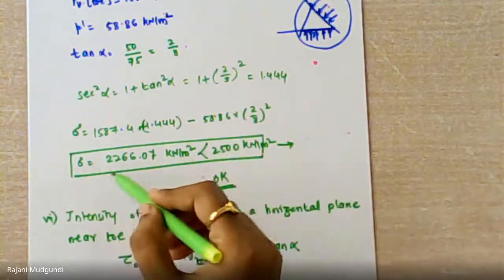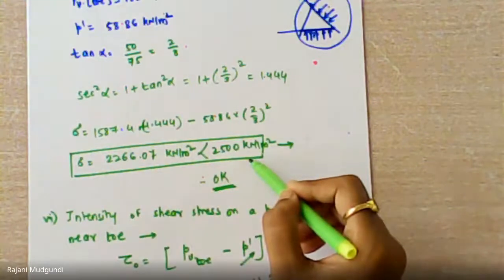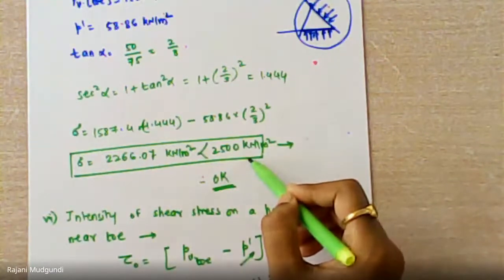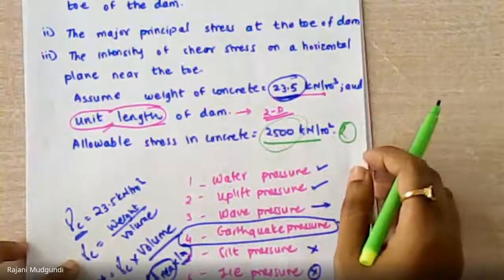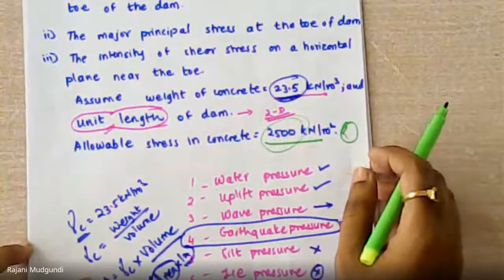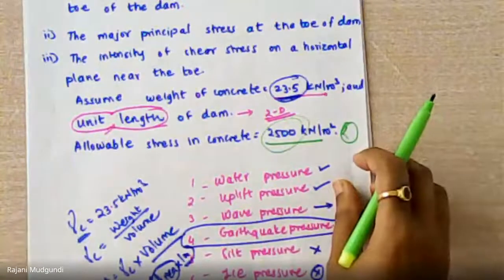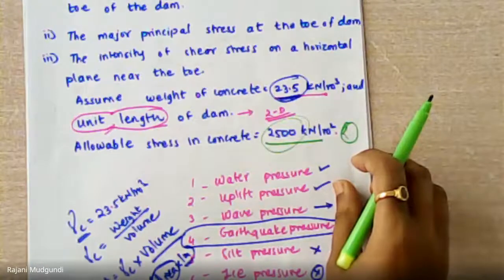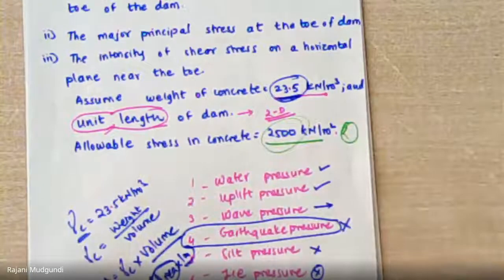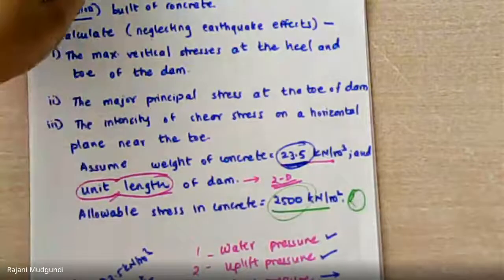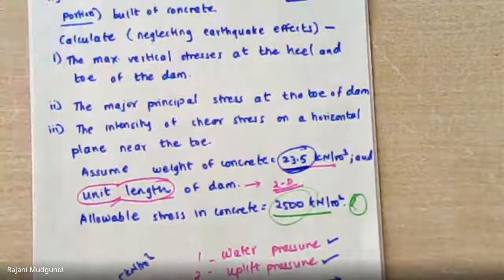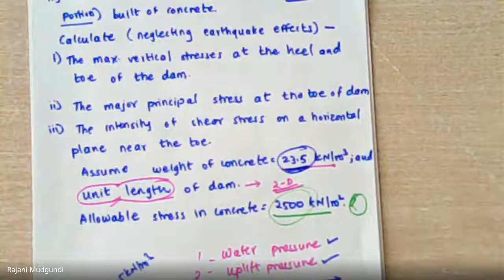So here the sigma value that we have, we check it against the allowable stress in concrete, what they have mentioned in the problem statement. Fine. So this was the part related to the analysis of the gravity dam section provided.